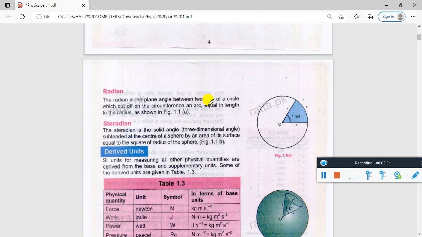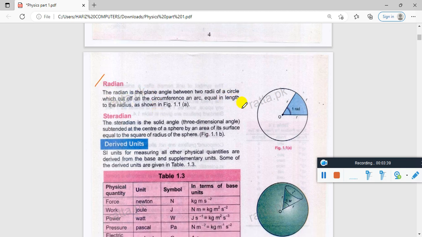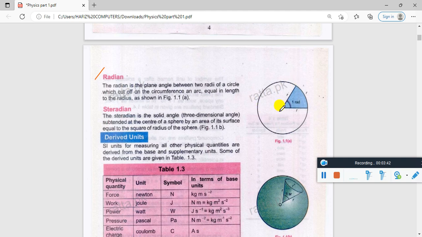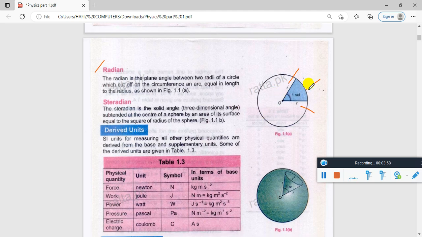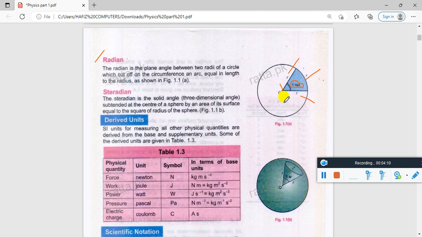Radian is the plane angle between two radii of a circle which cut off on the circumference an arc equal in length to the radius, as shown in the figure. So a figure is shown with a circle. It says that the angle subtended at the center of the circle when two radii of the same length cut off the circumference, this inclination of the two radii at the center is called a radian simply.